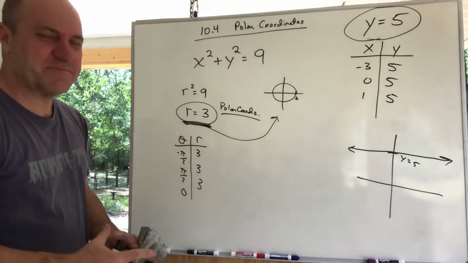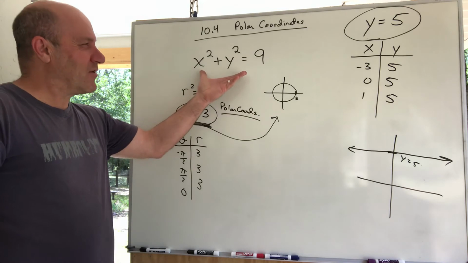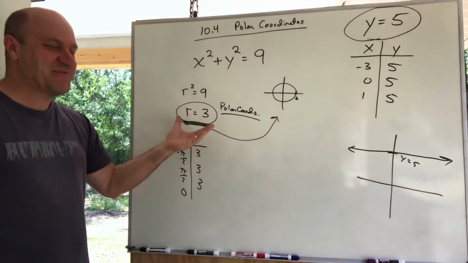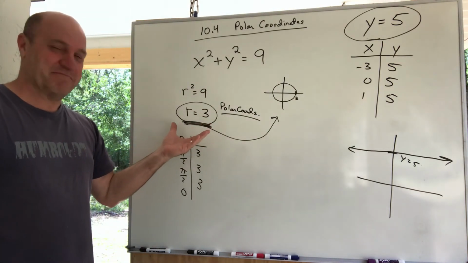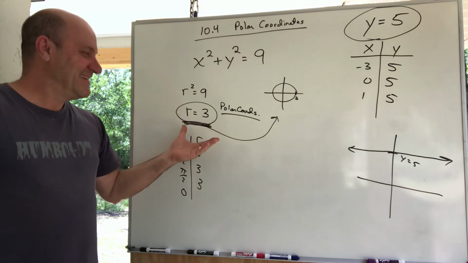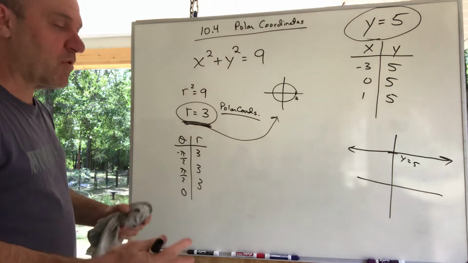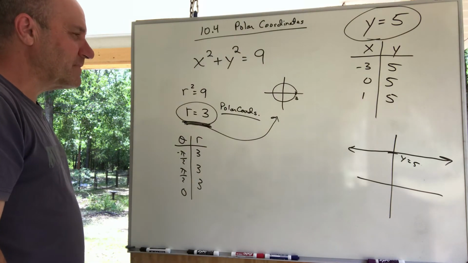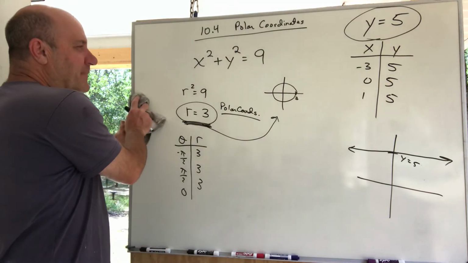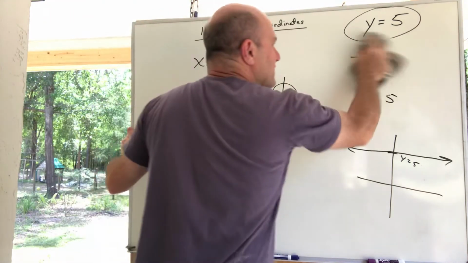And circles have always been a bit of a pain for us in rectangular coordinates. So now, circles are sweet in polar coordinates. Look at that equation. R equals 3. So, circles are nice in this new coordinate system, polar coordinates. Not everything's nice. Let's try something else real quick.